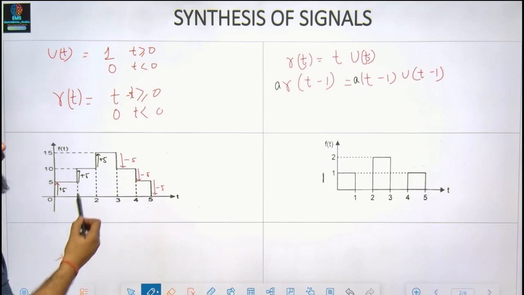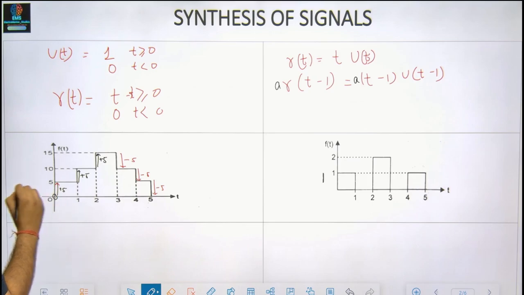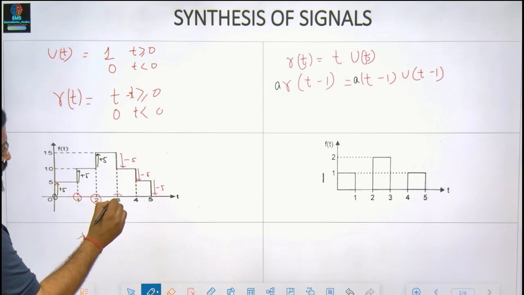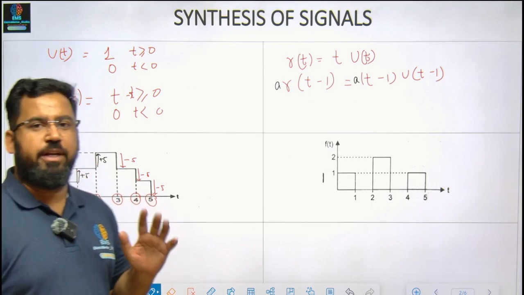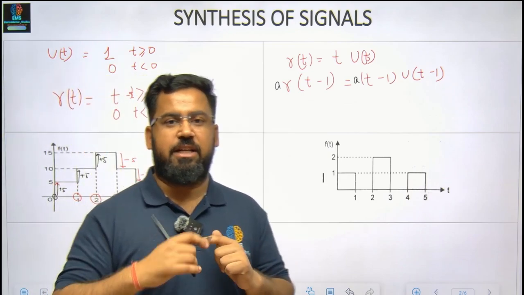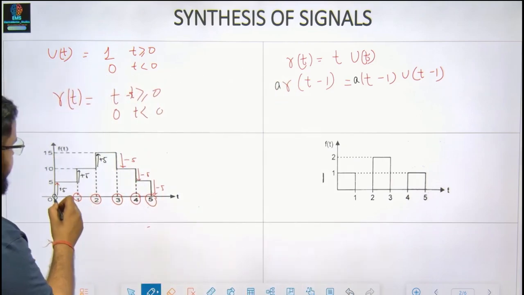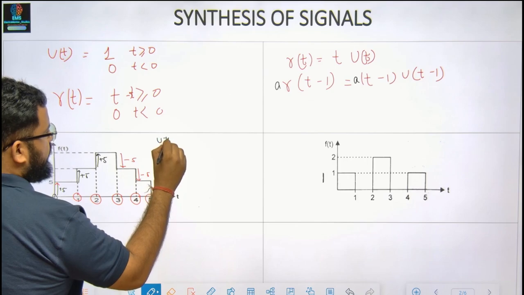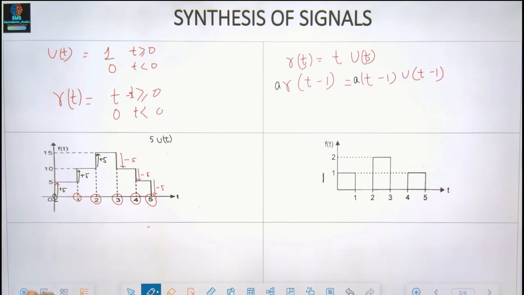First thing is we have observed the changes in the amplitude. Second thing is we need to mark the position where it has been changed. So it has been changed at t equals 0, 1, 2, 3, 4, 5. These are the 5 points where my amplitude has either risen by 5 or dropped by 5. Start with the first one. At t equals 0, we write 5 times u of t.